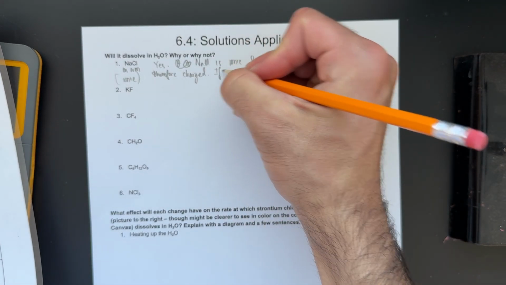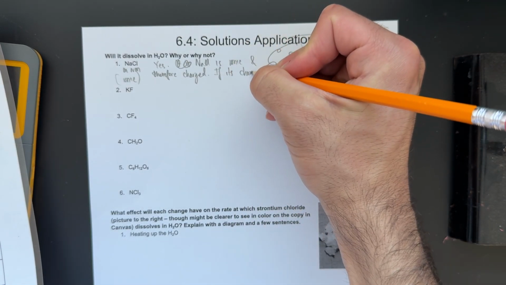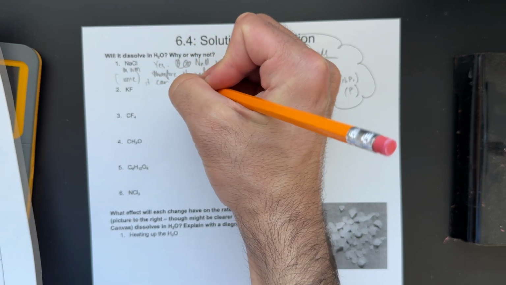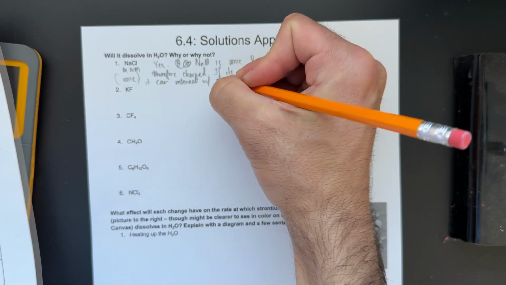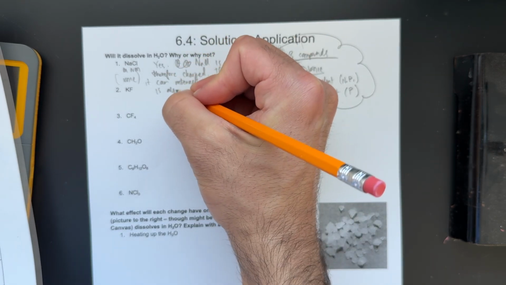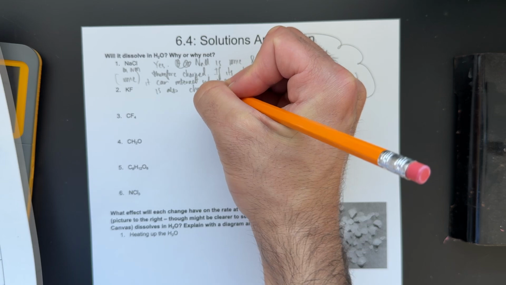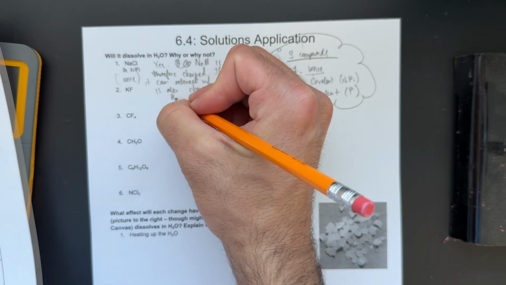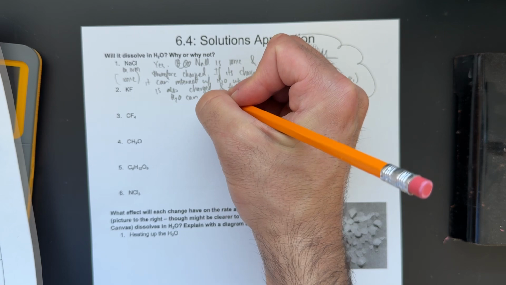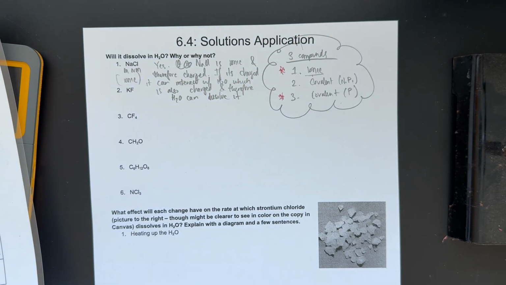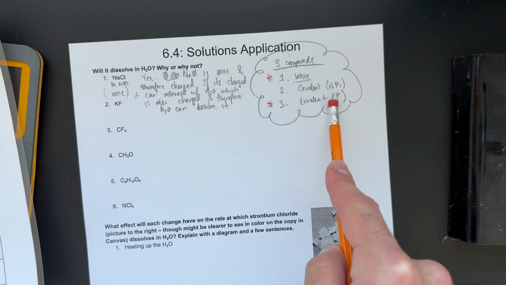If it's charged, it can interact with H2O, which is also charged, and therefore H2O can dissolve it. Because H2O is the one that does the dissolving, it's the solvent. So that's the logic here. Basically, determine ionic, non-polar covalent, or polar covalent.